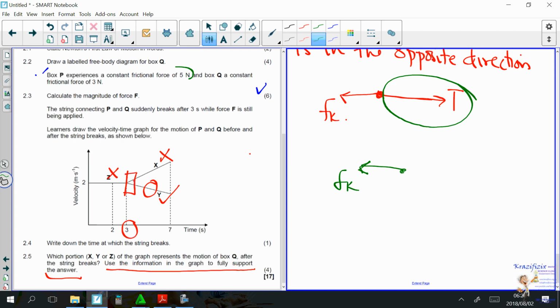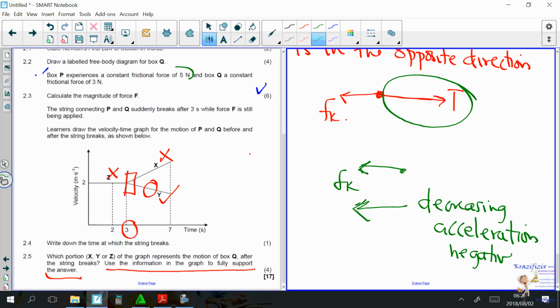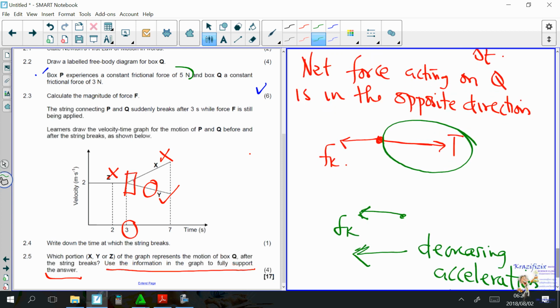Remember Newton's second law said the object will accelerate in the direction of the net force. But where is my net force? My net force is now opposite. That's why we said negative acceleration now. Negative, because it is no longer in the direction of the net force. It's in the opposite direction of the net force. All right, so these are the three reasons you talk about. You get your mark for talking about the net force again. It's only friction, there's no more tension. So the net force is acting against the direction, hence it is decreasing.